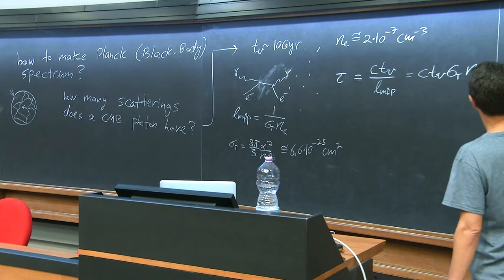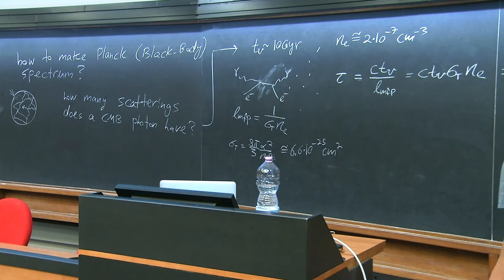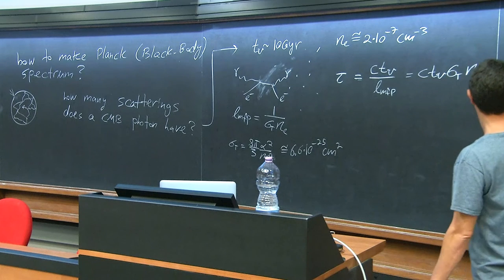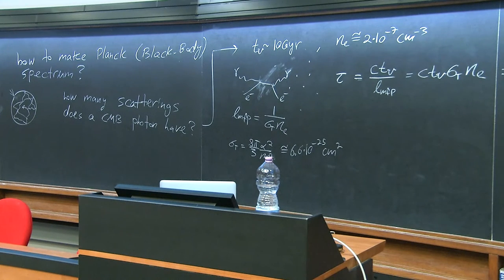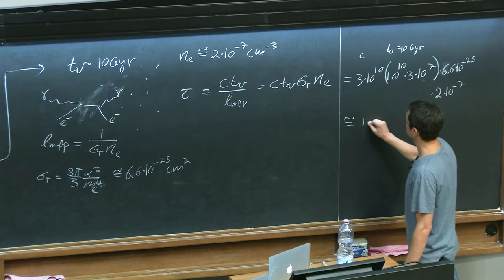So we have everything we need. c is 3 times 10 to the 10 centimeters per second. We have an age of 10 gigayears. So 10 gigayears is 10 to the 10 years, and 1 year is 3 times 10 to the 7 seconds. So this is 10 gigayears in seconds, and this is c, times 6.6 times 10 to the minus 25, times 2 times 10 to the minus 7, per centimeter cubed. Okay? So this is the dimensionless number, and you can plug the numbers in here, and the optical depth that you get from these numbers is of order 10 to the minus 3.